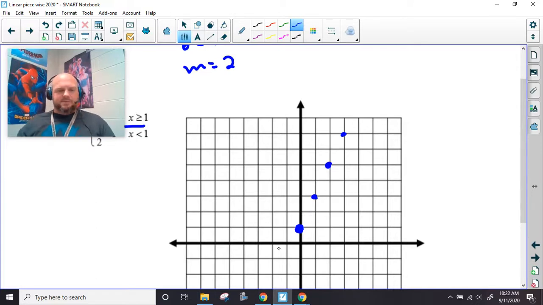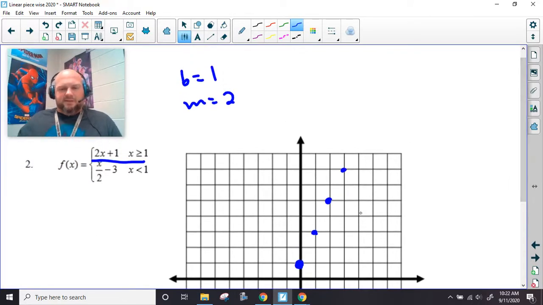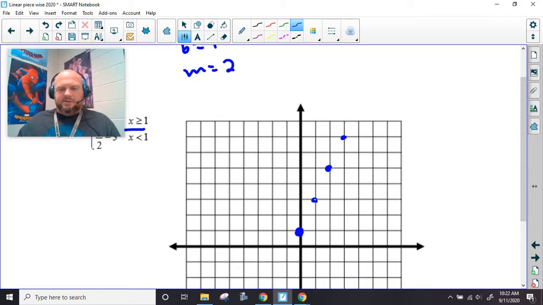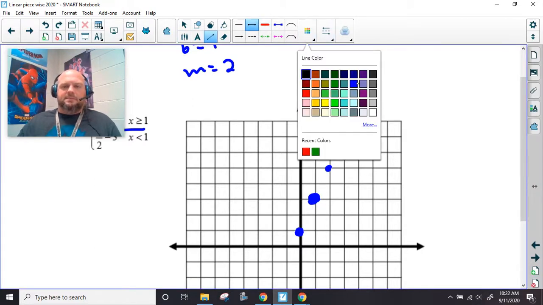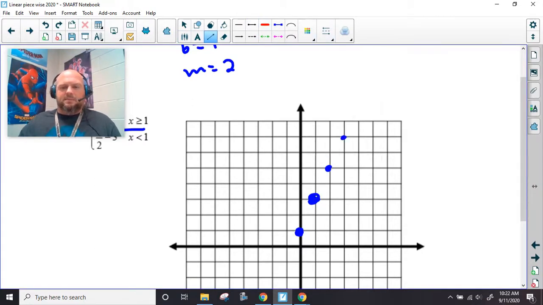All right, so this is what that would normally look like. If I was connected, now it says when x is greater than or equal to 1. Well, this is when x is greater than 1. So I'm going to do a big old closed circle right here, and I am going to make a blue line from there that goes through that. And that's going to be it.